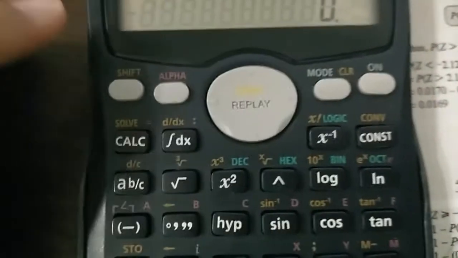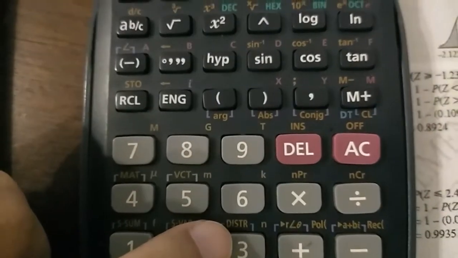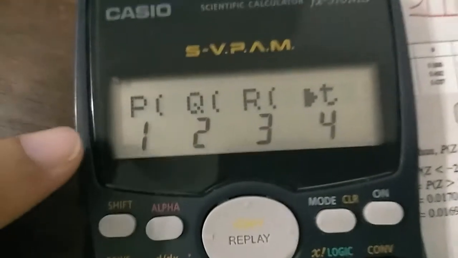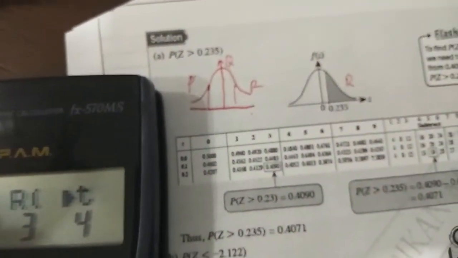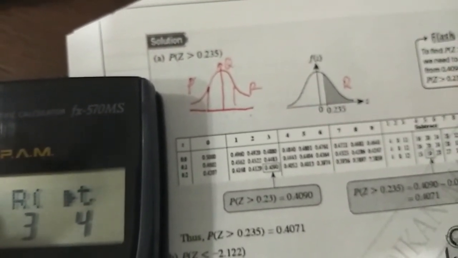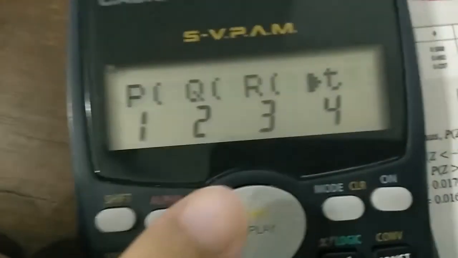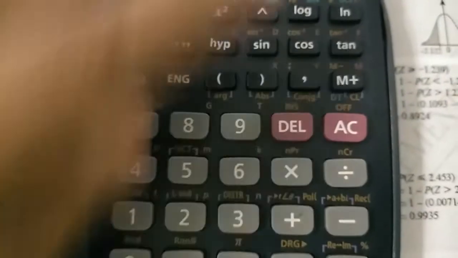And then now we are doing normal distribution, right? So that it is shift 3. Why shift 3? Because right here is distribution, shift 3. Then we can see here is a PQR. That is the diagram of a normal curve for the left, middle, and right shaded region. Okay, now our shaded region is region R. Okay, so we choose R. Okay, button 3, and then we will show R.